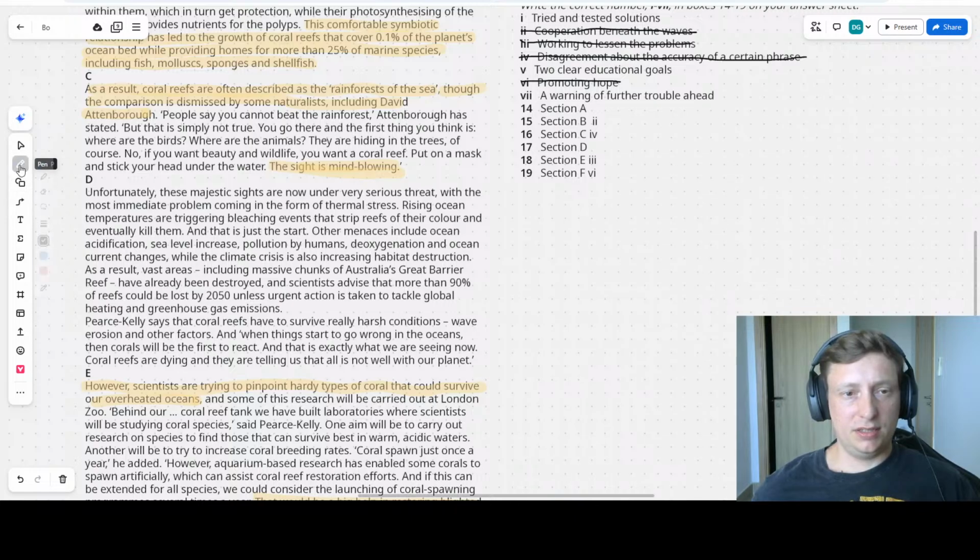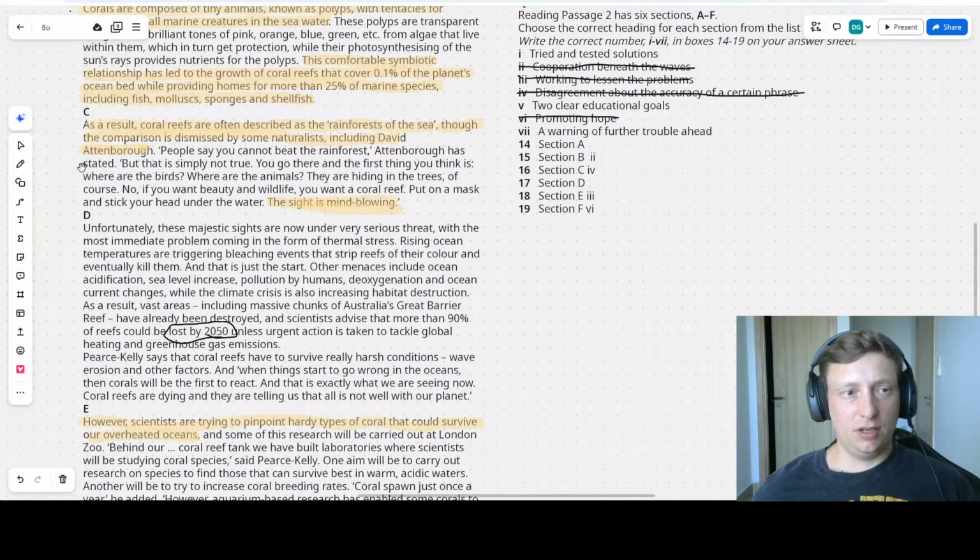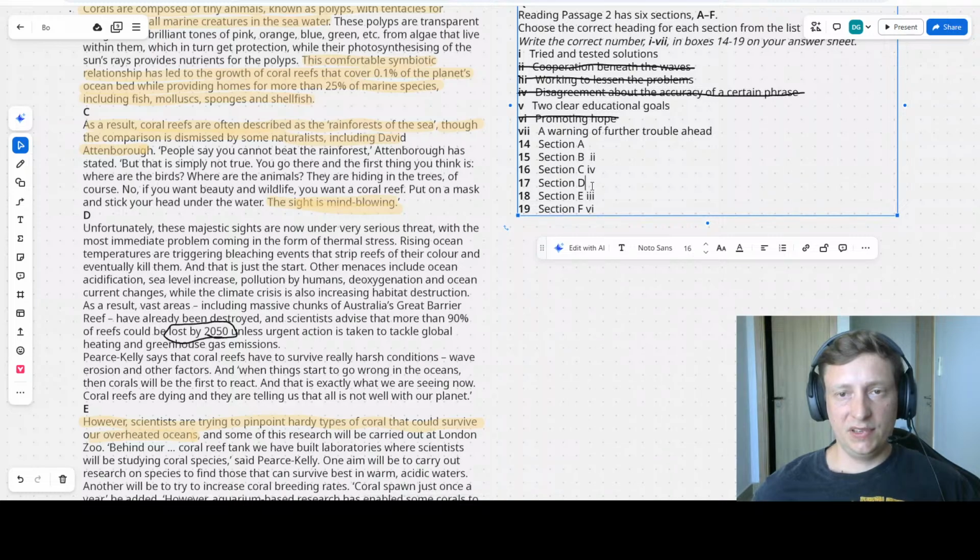Okay, serious threat. So okay, we see this time period here, 2050. Let's read it a bit more clearly. Scientists advise that more than 90% of the reefs could be lost by 2050. Okay, fantastic. This is definitely a warning of future trouble ahead. So we can go ahead and pop in the answer here, VII.